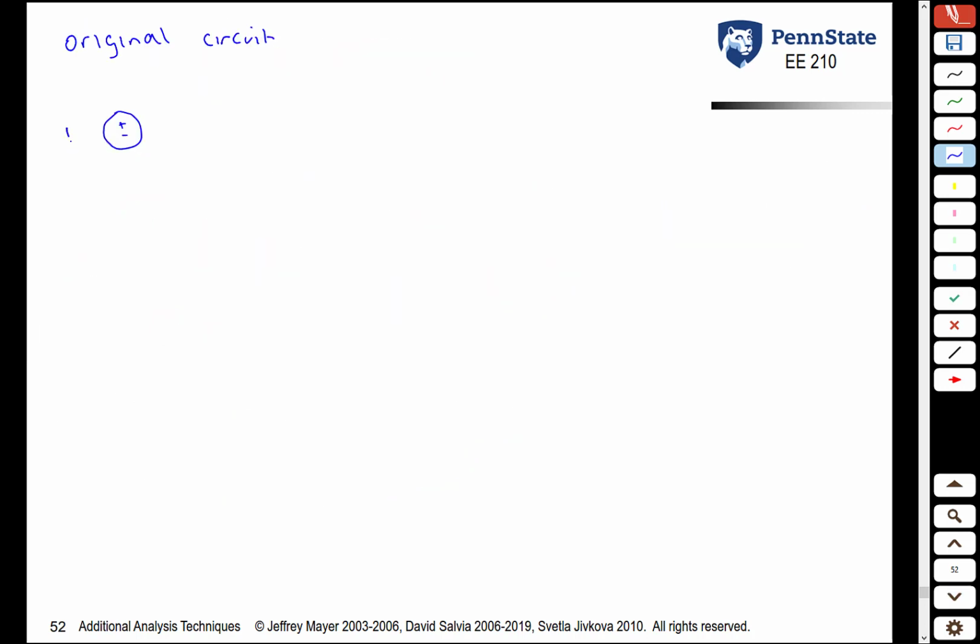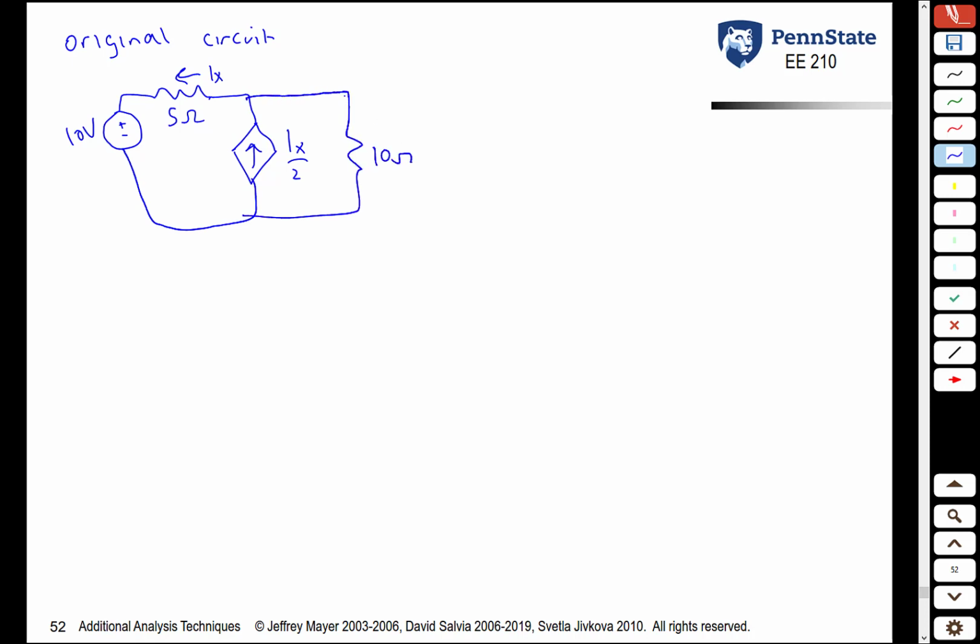The original circuit was a 10-volt source, 5-ohm resistor. We had a dependent source, Ix over 2, where Ix was defined as the current going through the 5-ohm resistor from right to left. We had another 10-ohm resistor here. And then, of course, we stick in our RL, which we saw from before, needs to be 5 ohms for maximum power transfer.